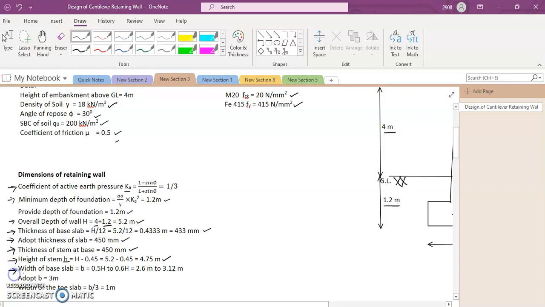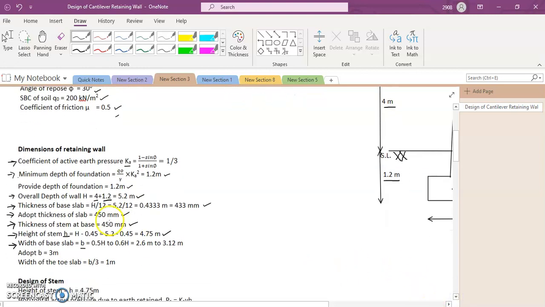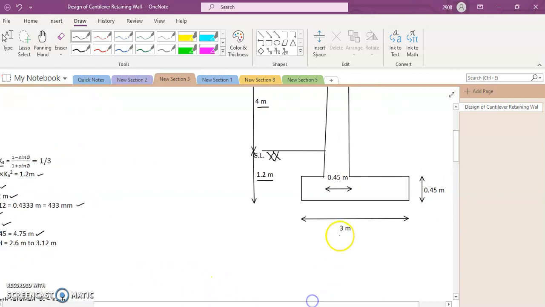Next, we need to find out the width of the base slab. The width of the base slab is denoted by small b, and as an approximation, it is somewhere between 0.5h to 0.6h. So this ranges between 2.6 meters to 3.12 meters. We can have the width of the base slab anywhere between 2.6 and 3.12. Let us adopt the width as 3 meters. So the overall width we have written down here as 3 meters.